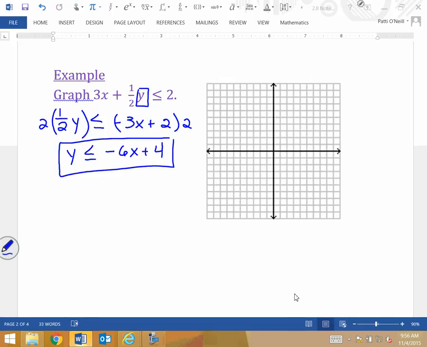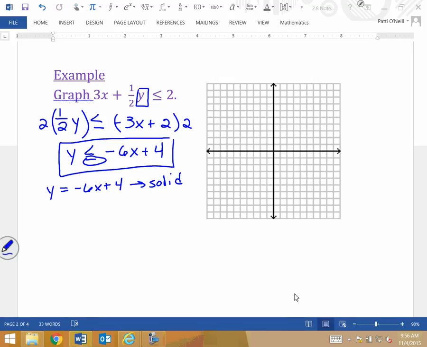And my boundary line, remember, is y equals negative 6x plus 4. I have to make a decision if it's dashed or solid. And in this case, because the equal bar is involved, it's going to be a solid line. And then I'm going to graph it and figure out which region to shade.